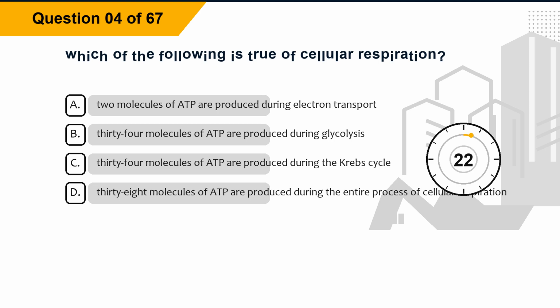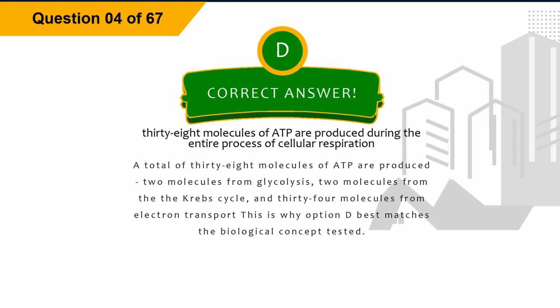Question 4. Which of the following is true of cellular respiration? Option A. 2 molecules of ADP are produced during electron transport. Option B. 34 molecules of ADP are produced during glycolysis. Option C. 34 molecules of ADP are produced during the Krebs cycle. Option D. 38 molecules of ATP are produced during the entire process of cellular respiration. The correct answer is option D. 38 molecules of ATP are produced during the entire process of cellular respiration.